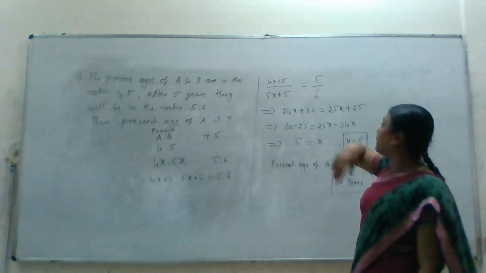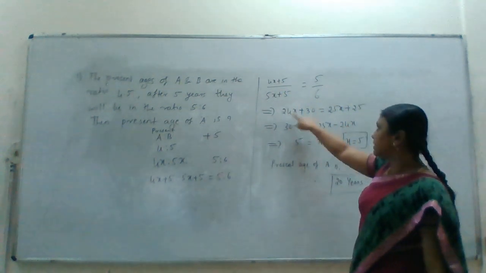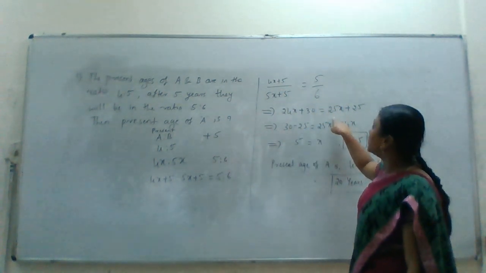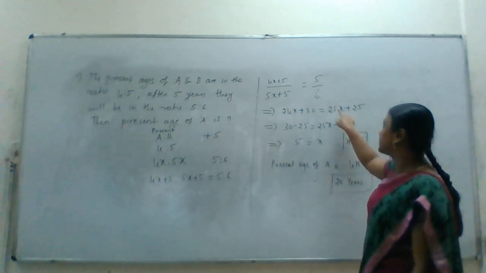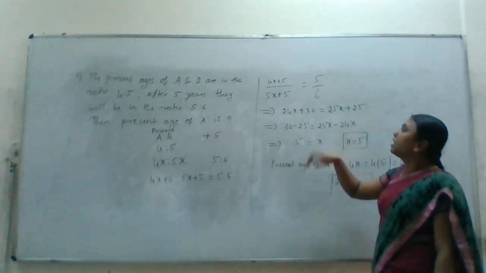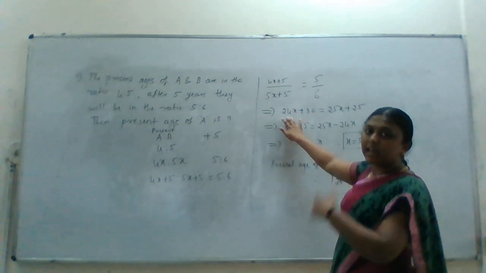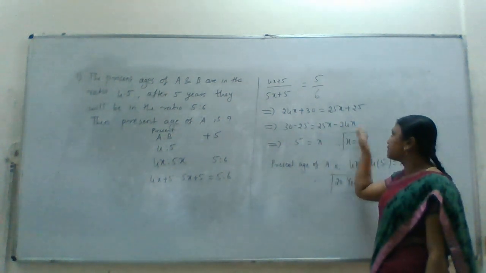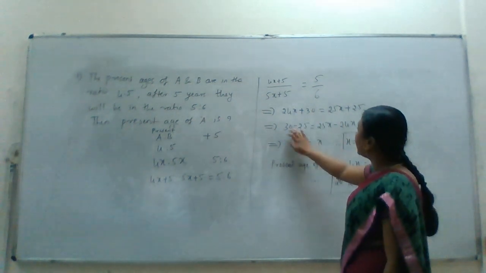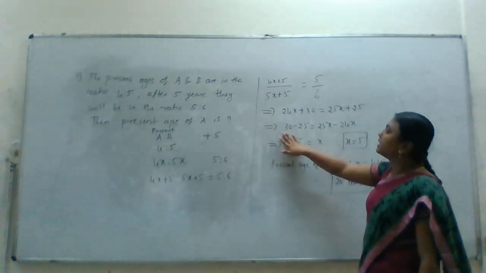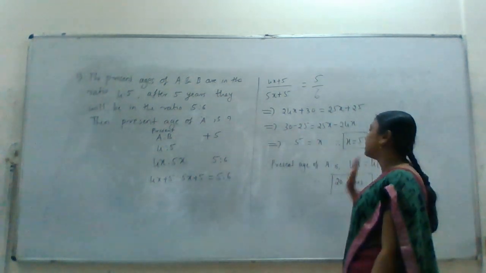Now cross multiply. 6 into 4 is 24x. 6 into 5 is 30, is equal to 5 into 5, 25x. Now take this 24x to the RHS side. What happens? 25x minus 24x. So 30 plus 25, take it to the LHS side. 30 minus 25 is 5. So x is equal to 5.